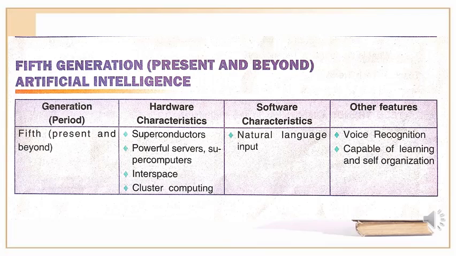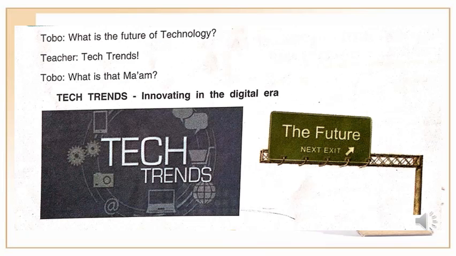Here in the table I will show you some hardware characteristics, software characteristics, and other features which we already discussed. Okay. Now again towards Tobo. Tobo says, what is the future of technology? Then the teacher says, tech trends. Then Tobo again asks, what is that, ma'am? Tech trends, the innovating in the digital era.